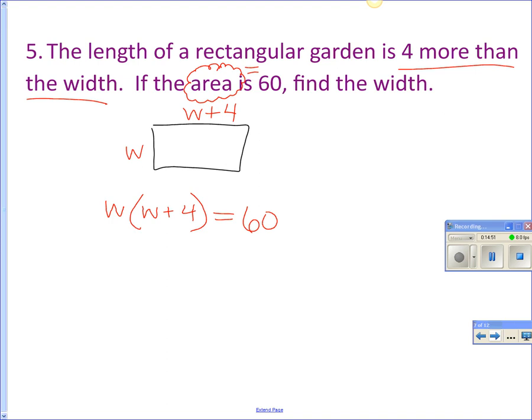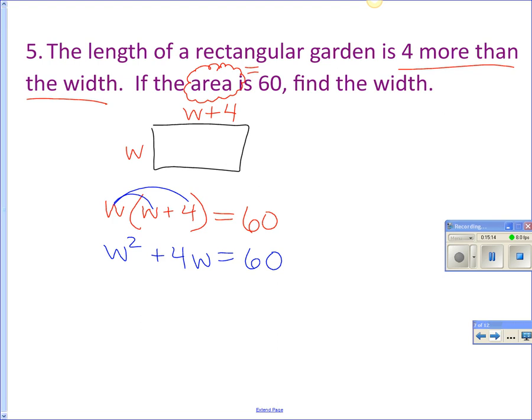What do I do right here? How do I multiply that? What do I do first? W times W, thank you. W squared. And W times 4 is 4W. All right, again, you know how to do this problem.